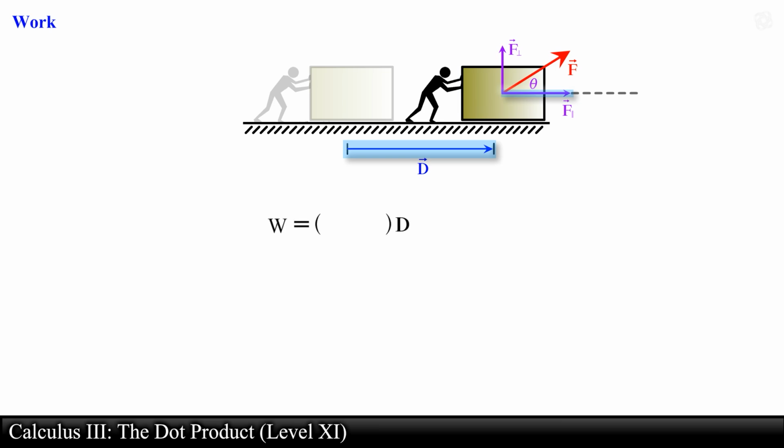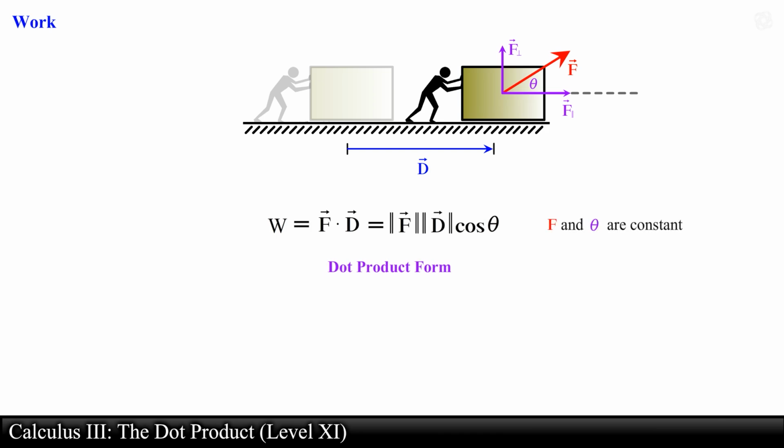So we will calculate the work done by using this parallel component of the constant force and the magnitude of the displacement d. This expression is true as long as both the force and angle theta are constant during the displacement. Notice that this expression matches the form of the scalar product of two vectors. Hence, we can rewrite the work done as follows. This expression is used to calculate the work done by a constant force, constant angle, and straight line displacement.